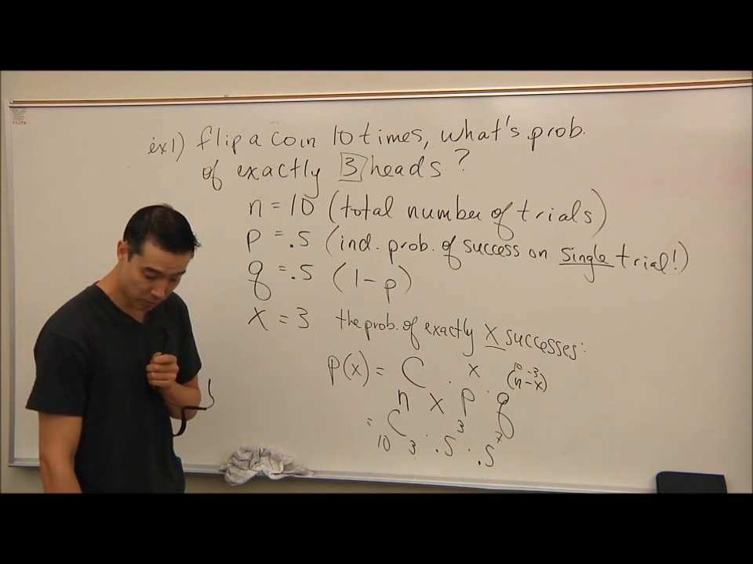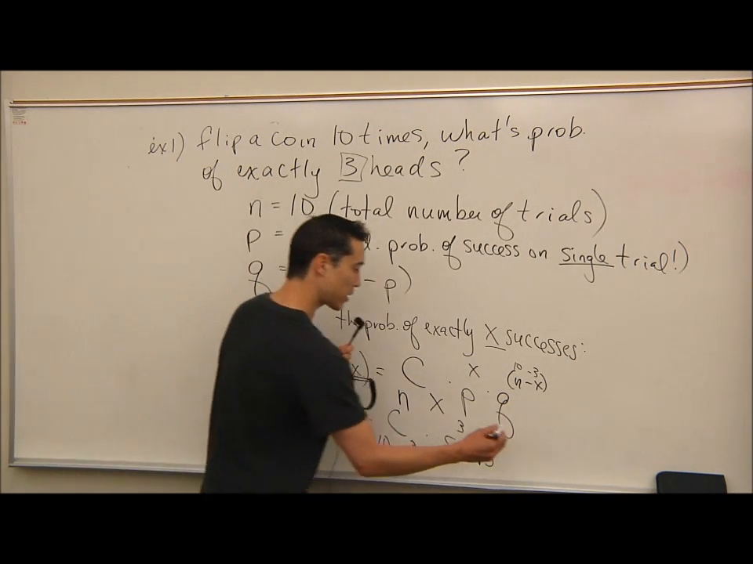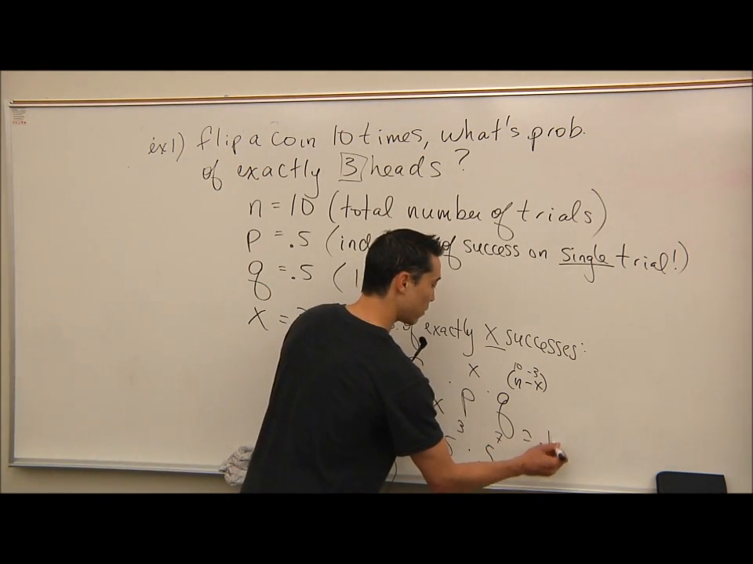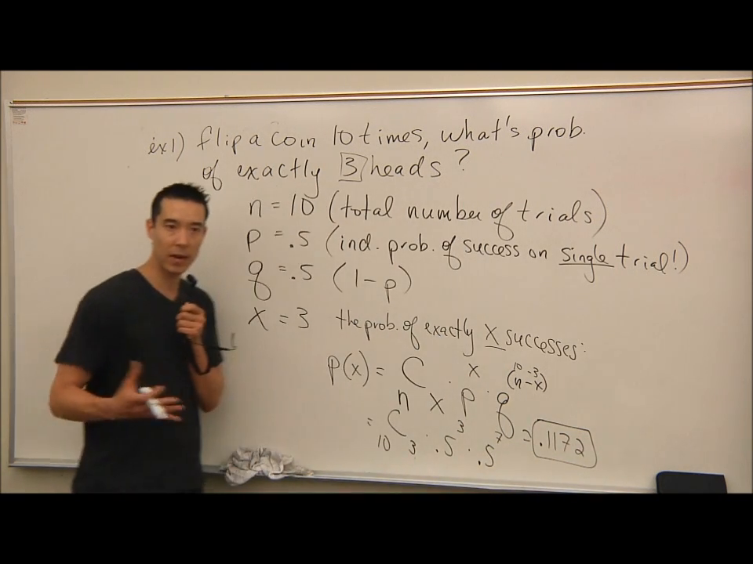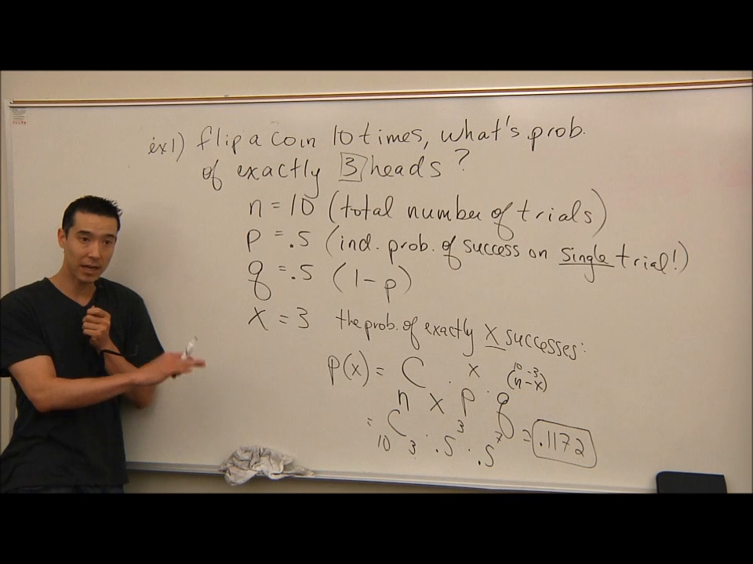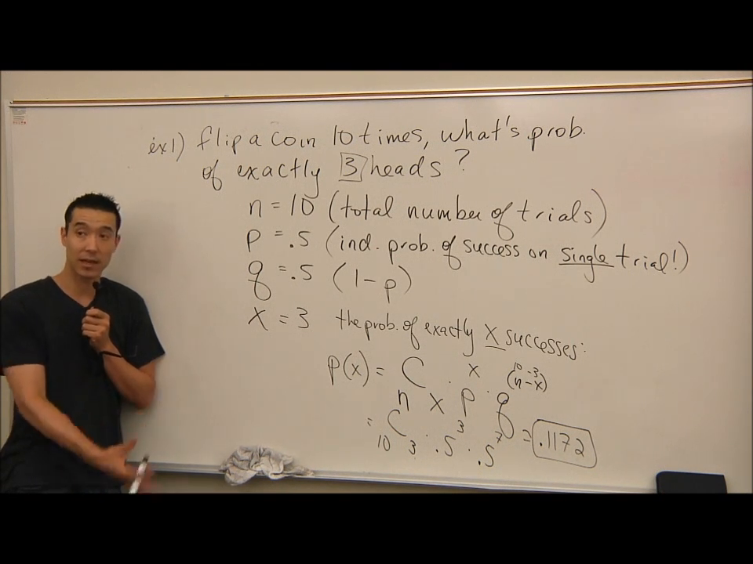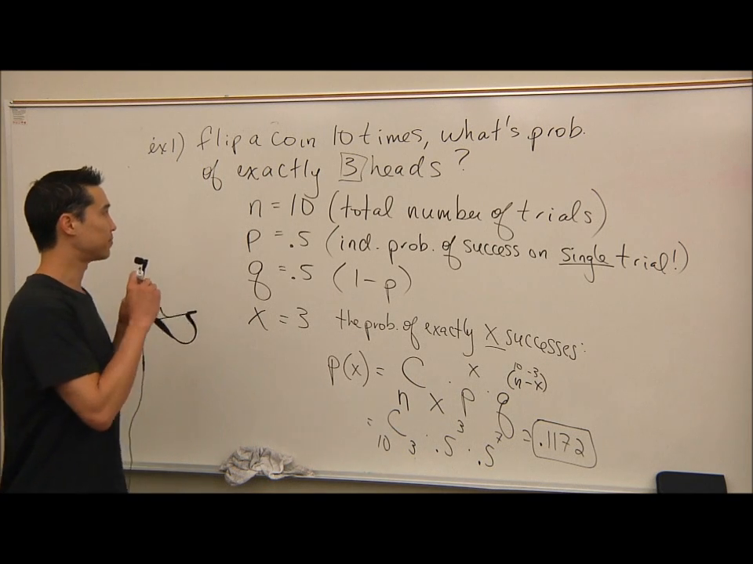Did you guys get 0.1172? Yeah, 0.1172 approximately. Okay? And that would be how I solve that. Please make sure you understand how to get N, P, Q, and X, and how to plug it in your calculator. Okay? Okay, let's do another problem.